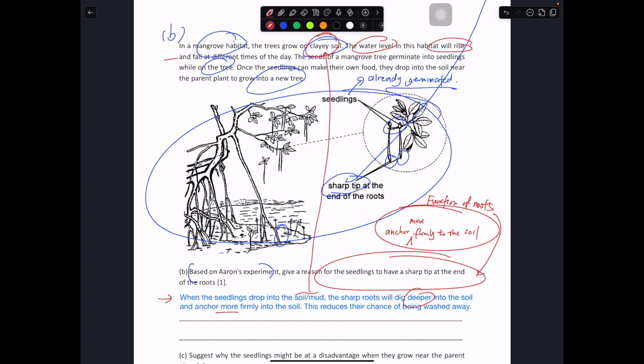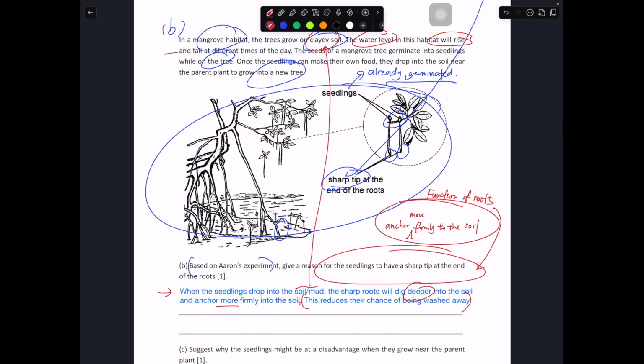So use the comparative adjective over here. This will help you to firm your answer. Make your answer more strengthened. So this will reduce their chance of being washed away. It does not prevent them from being washed away, but it reduces their chance.